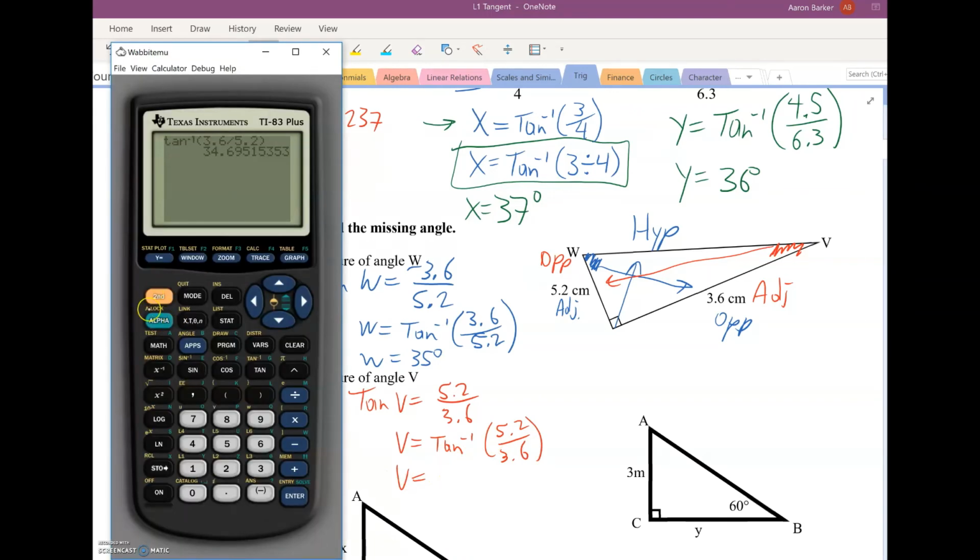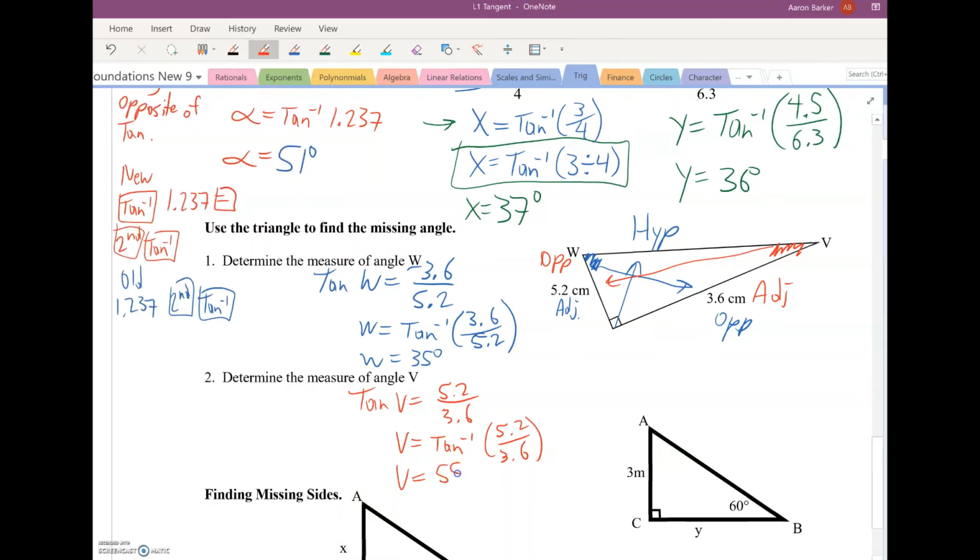So I will go inverse tan, or arctan, 5.2 divided by 3.6, close it off, and I get 55 degrees. Now, was there an easier way? You betcha. Guess what? I could have gone 180 minus 90 minus 35. That also equals 55 degrees. We'll be doing that lots in 3 lessons.